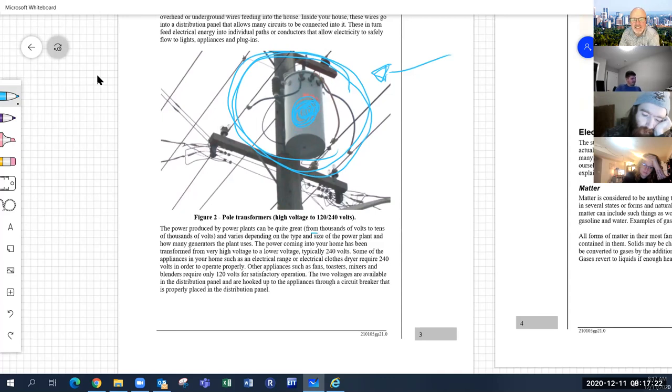So this says it's from thousands of volts to tens of thousands of volts on those wires, depending on the type and size of the power plant. Now, last time I was in Mexico, I went golfing, and they have power lines running along the golf course. Those things are crackling and humming, and it was frightening to be around those wires. You could hear the hum of those wires, that electrical energy flying down them. It was actually quite scary.